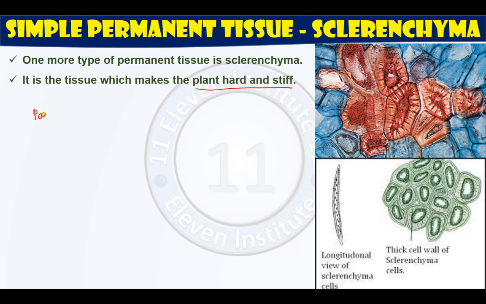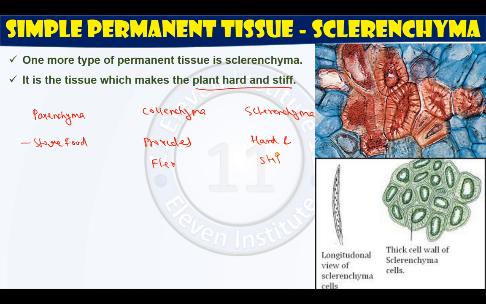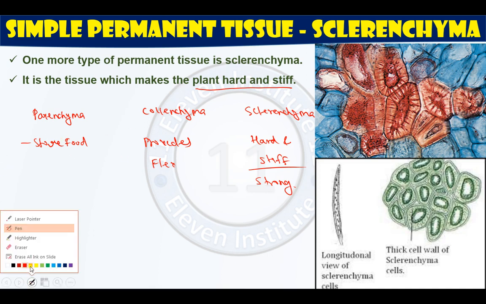Now you can compare. There was parenchyma, which was storing food. Then there is collenchyma, which provides flexibility. And then now we are having over here sclerenchyma, and sclerenchyma makes the plant hard and stiff. In short, it makes the plant strong, or it provides strength. Right, so this is the basic comparison of roles of different simple permanent tissues.